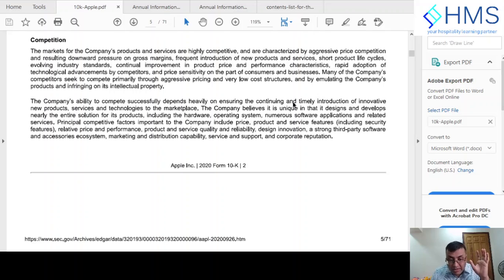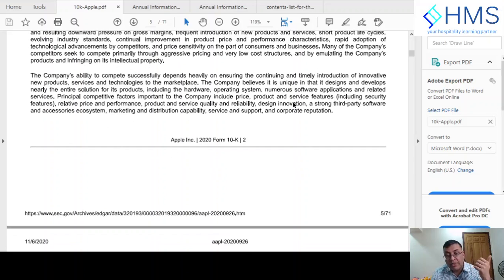Then you have the company's ability to compete depends on ensuring the continuity and timely introduction of innovative new products. So in this paragraph, the company is explaining how they are trying to compete. They are saying that the competitors are trying to be price aggressive, and also providing a low cost structure and copying the company's products. The company is able to compete only when they are able to ensure that there are new innovative products and technologies into the market space now and then.